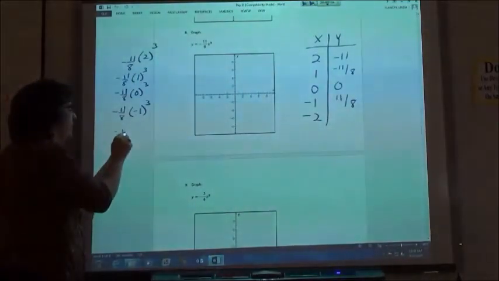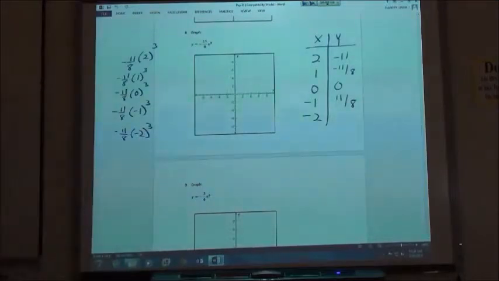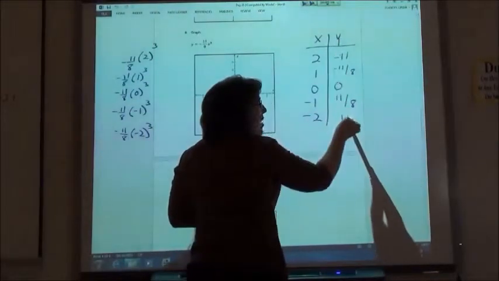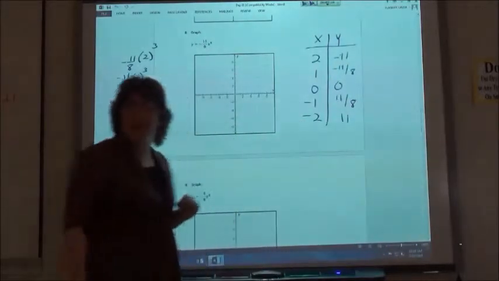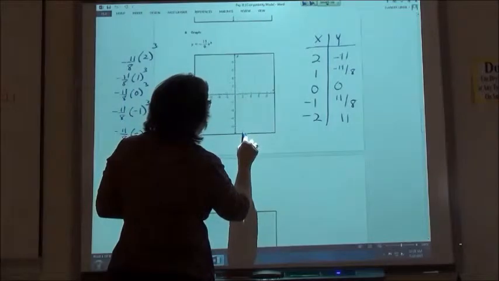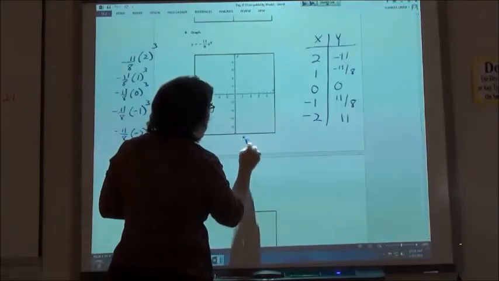And then -11/8 times -2 cubed is positive 11, because I'm going to have a negative times a negative. So these are opposite of each other, right? So 2 goes down to -11. That doesn't quite fit, but we're going to estimate where it is. 8, 9, 10, 11. Just put your dot a little bit below the graph.